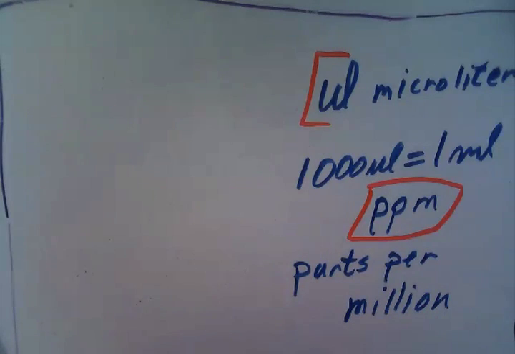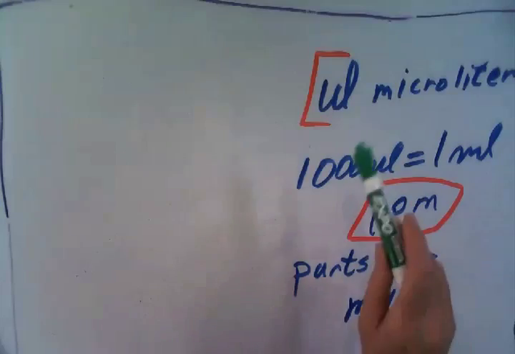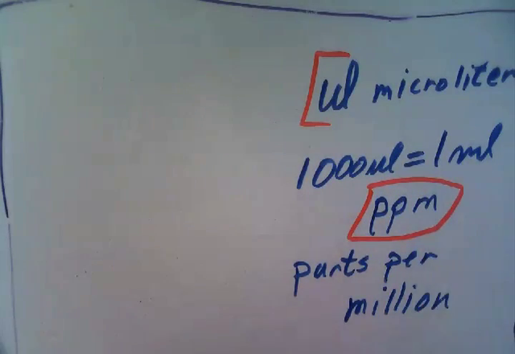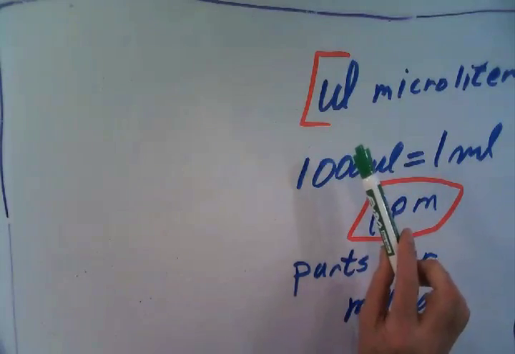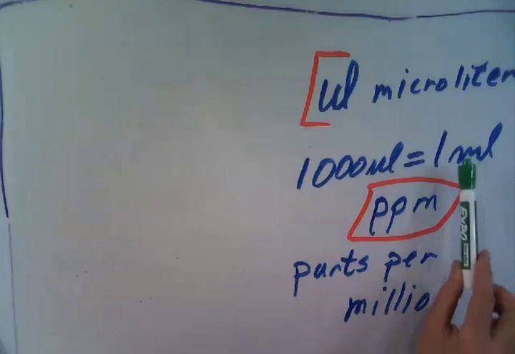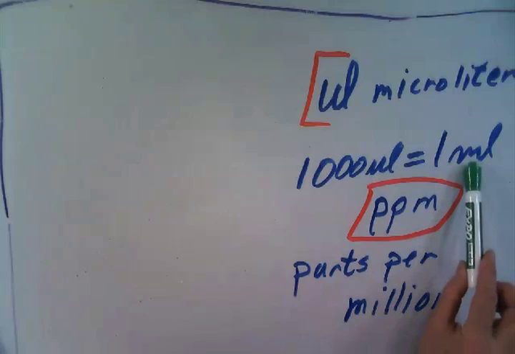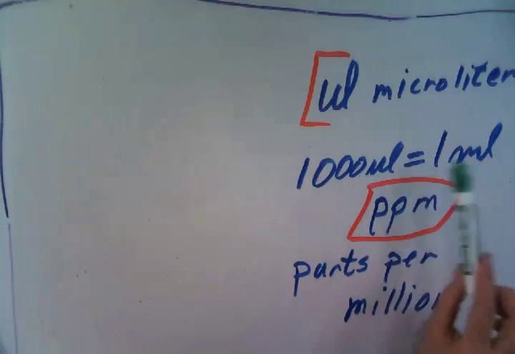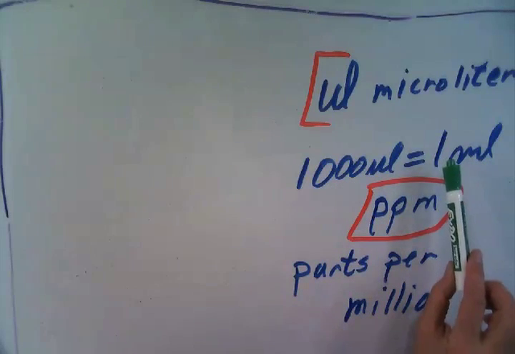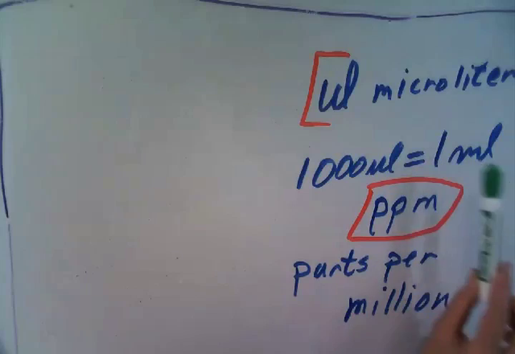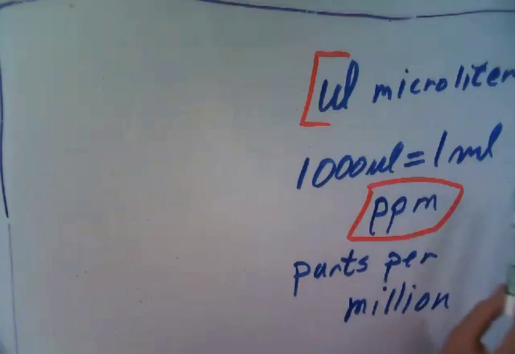Let's push this forward with just a little bit more detail. A microliter is a millionth of a liter, and since there's 1,000 milliliters in a liter, there's 1,000 microliters in a milliliter. So 1,000 microliters in a milliliter, 1,000 milliliters in a liter, so there's 1,000,000 microliters in a liter.